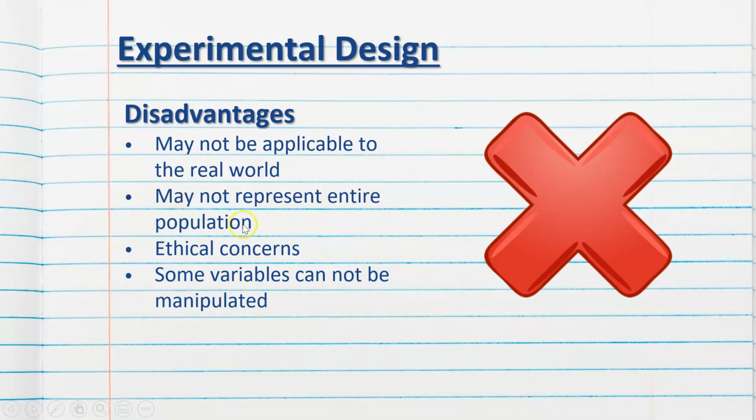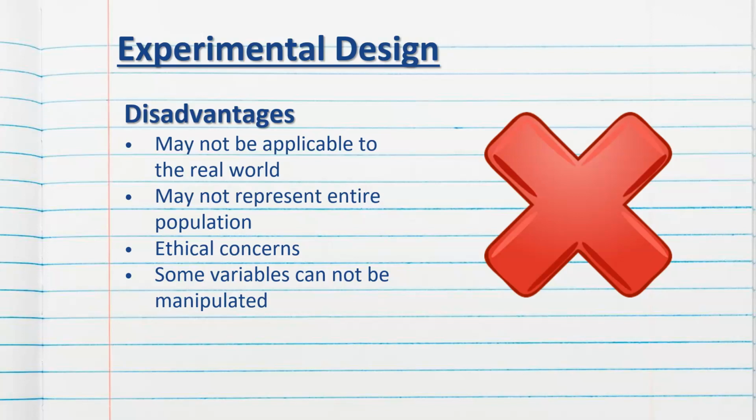It may not represent the entire population. There's only so many people we can fit into a lab or a controlled area. So if we've got a very small sample size, that's not going to represent the entire population of interest, and that's an issue as well. There can be ethical concerns. There are some variables that are just unethical to manipulate and control because it will distress the participants or it will have negative effects on them in some way.